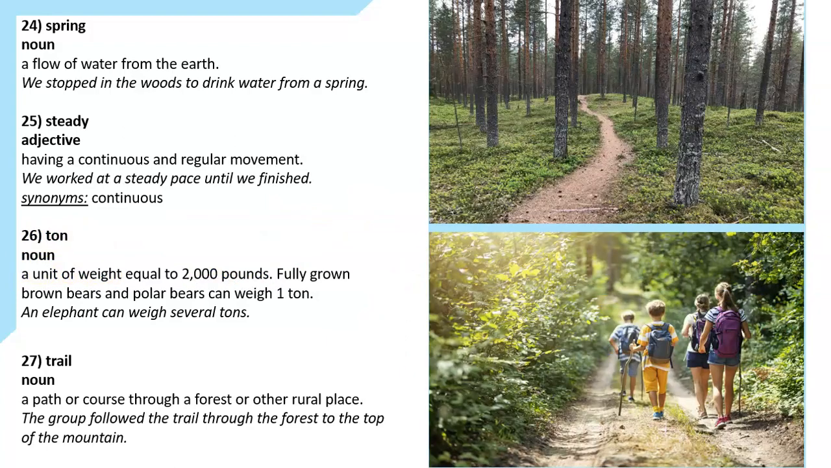Our next word is trail. Trail is a noun, and trail is a path or course through a forest or other rural place. For example, the group followed the trail through the forest to the top of the mountain. This is what a trail looks like. When you're hiking in a mountain, the trail is the place where the people walk.